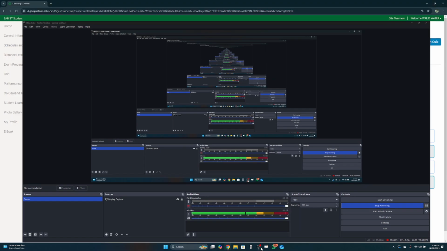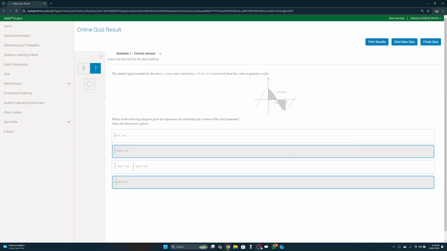Okay, this is term 2, week 5, Math CA. Very easy. There's only the limits of the indefinite integral, whatever you want to call it.